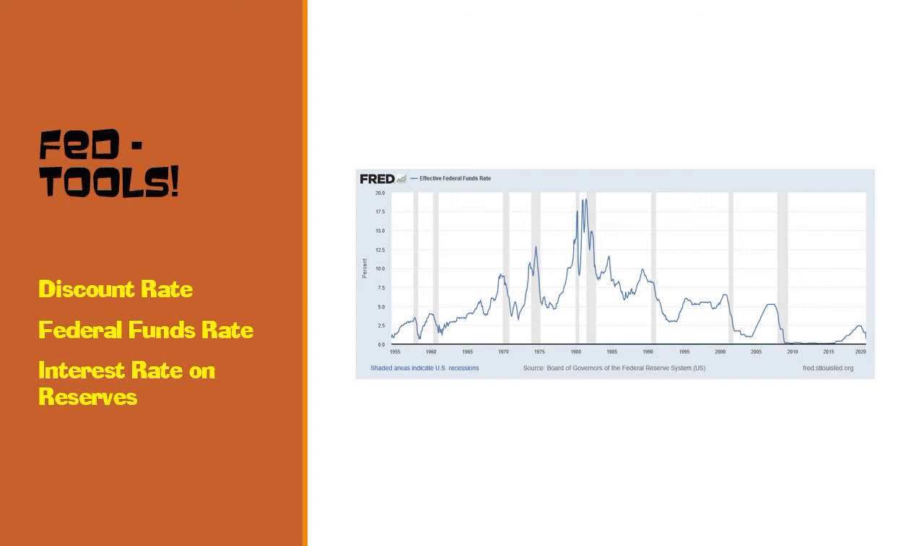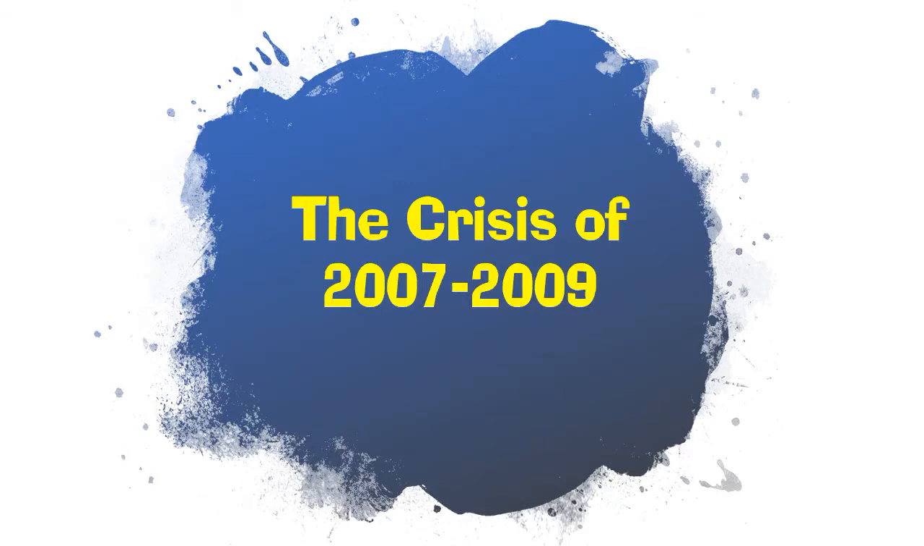Okay? When the Fed lowers that interest rate on reserves, like it is now, that encourages banks to go out and try to find other places to use their money. Okay? So by changing the interest rate on reserves, the Fed's changing how banks function. It's exciting. Okay. We need to talk quickly about the crisis of 2007 through 2009.